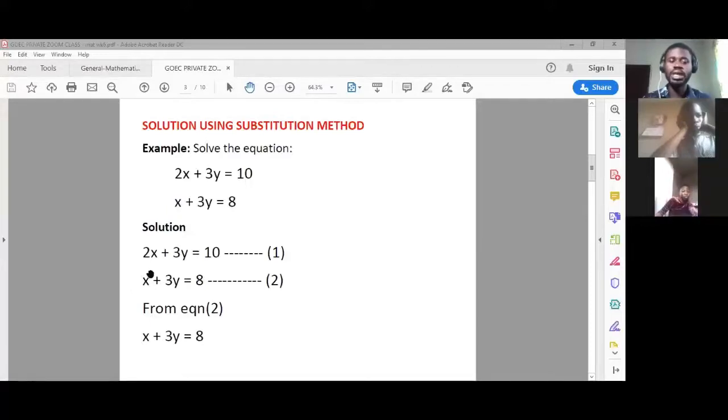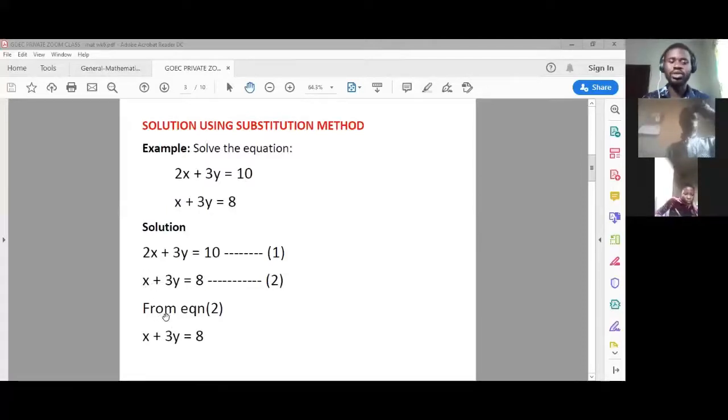There's no 2 beside it. There's no 4. There's no -5 beside it. Here you have 2x. Here you have 3y. Here also you have 3y. But here you have x standing alone. So that is equation 2. That means if you want to start substitution, you are going to start from equation 2, because that is where you have x standing alone.